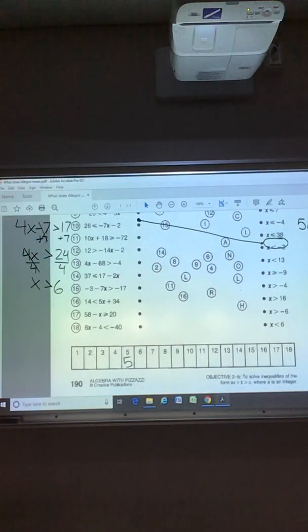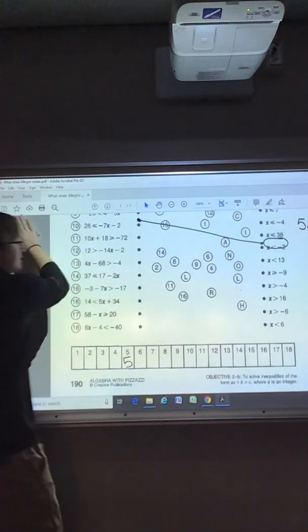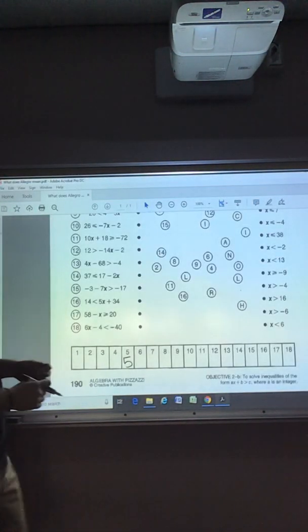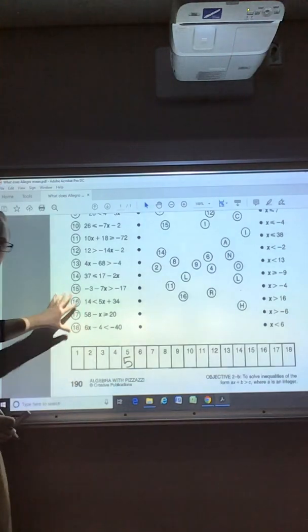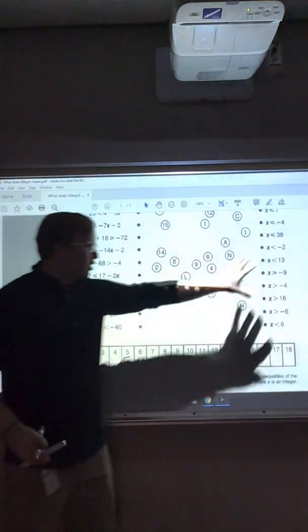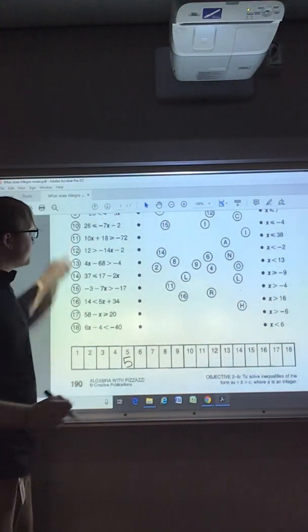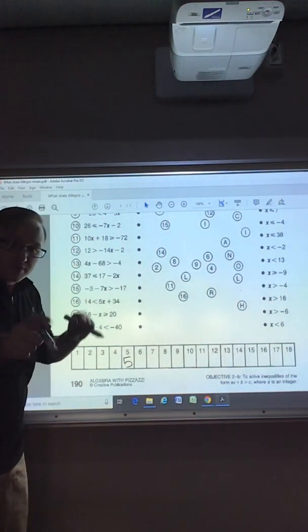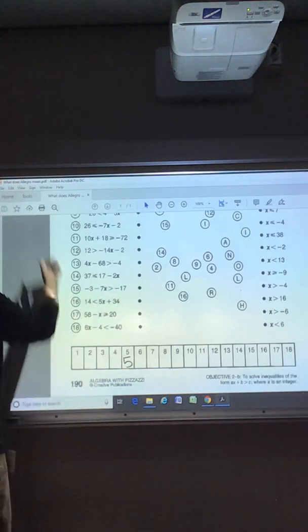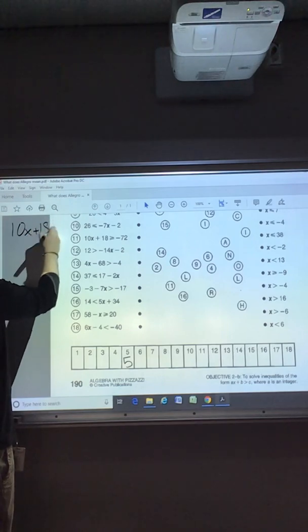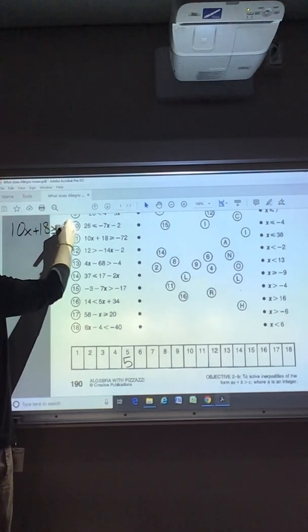Let me see. I'll tell you what, to better do this, I'm going to do some of the ones at the bottom. But remember that the idea is just to match up whatever we get over here with what's already up over here. So I'm going to do number 11. Find number 11 and work through this with me. Number 11 says 10x plus 18 is less than or equal to negative 72.